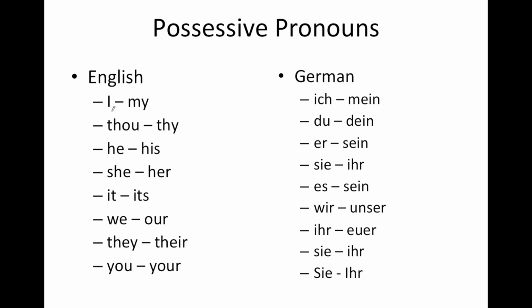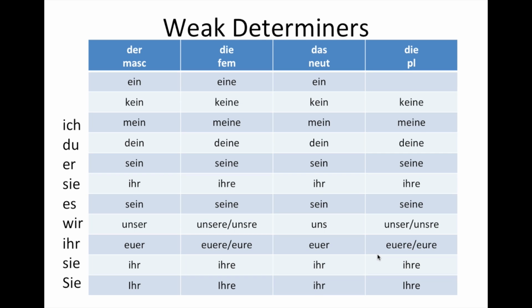There's one possessive pronoun for each personal pronoun. So the possessive form of ich is mein, I, my. The possessive form of du is dein, you, your. Sein, he, his. Ihr, she, her. Sein, it, its. Wir, unser. We, our. Ihr, euer. Y'all, y'all's. Sie, ihr. They, their. Sie, Ihr. Unfamiliar you, your. These possessive pronouns take the same endings as the indefinite articles.